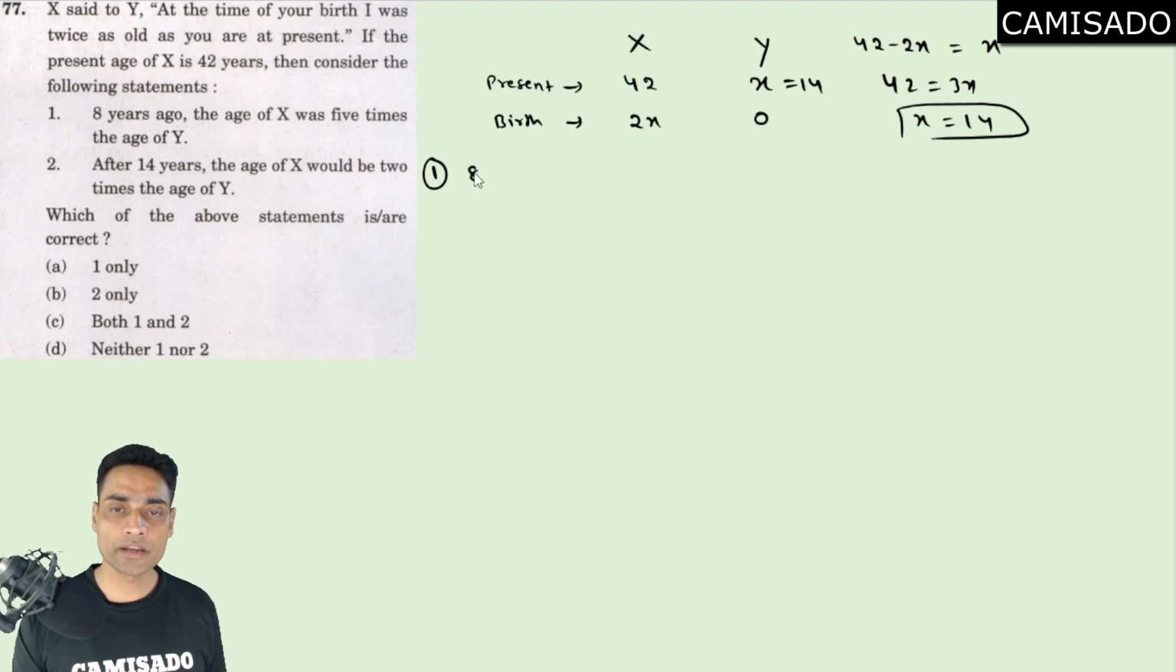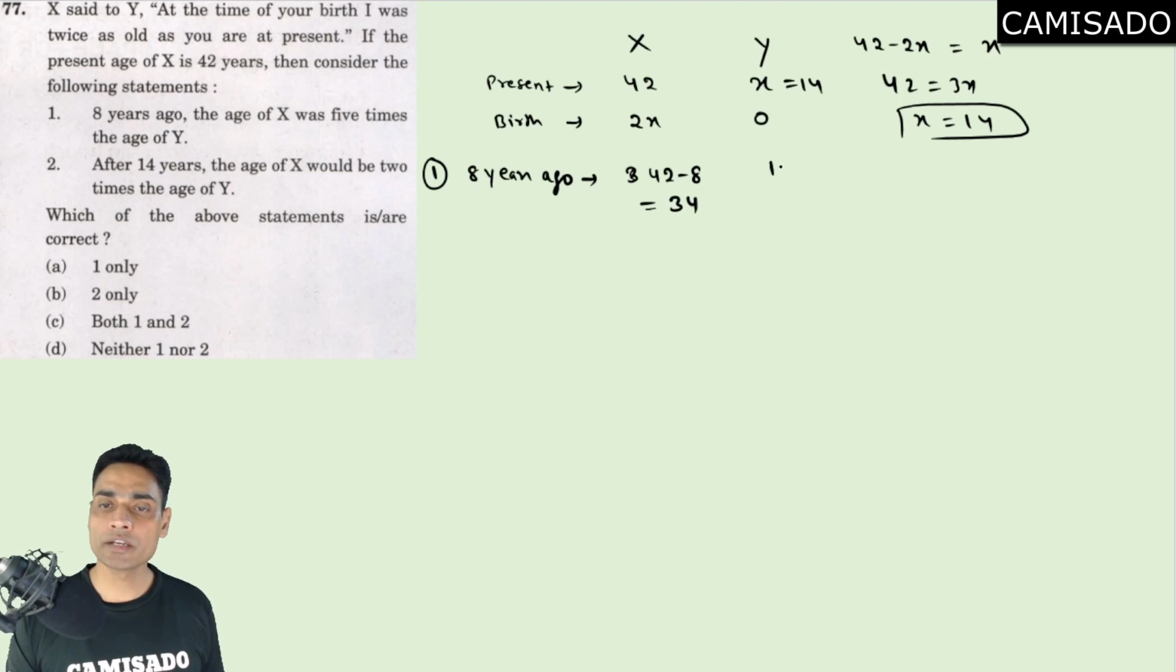Option number 1. 8 years ago, definitely the age of X will be 42 minus 8, which is 34, and here the age will be 14 minus 8 equals 6. Now, 8 years ago the age of X was 5 times the age of Y. No, the age of X, 34, is not 5 times that of Y. 5 times will be 30, so this part is wrong.